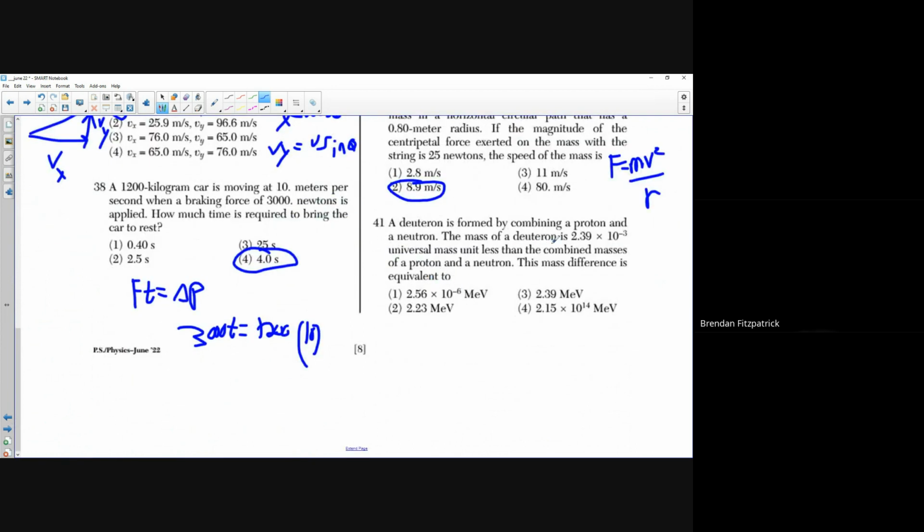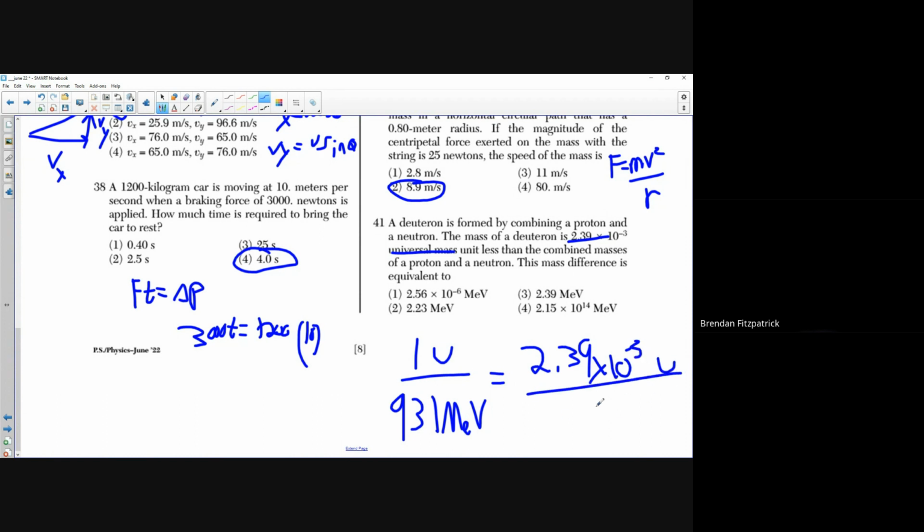They're giving us universal mass units here, and they want to know how many MeV that would be. On the front of the reference table, it tells us one universal mass unit is 931 mega electron volts. So what if I have 2.39 times 10 to the minus 3 universal mass units? How many mega electron volts does that get me? You just take the number they gave you, 2.39 times 10 to the minus 3, and multiply that by 931 mega electron volts to get 2.22. 41 is choice 2.